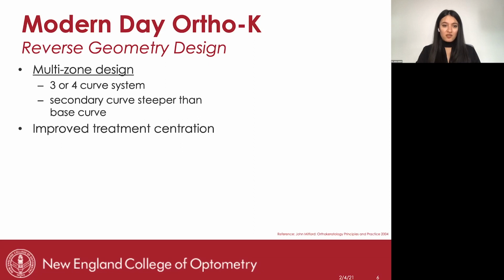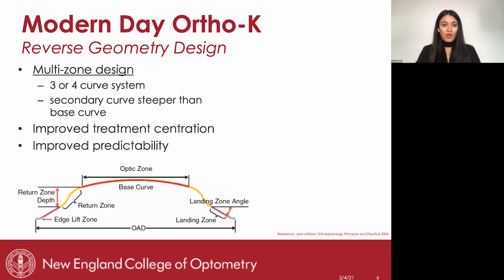Some of the other advantages include improved treatment centration. And so there's less decentration and less corneal distortion than the previous traditional Ortho-K lens designs that weren't reverse geometry designs. And then again, we have improved predictability. This again is one of the designs that we'll go into more detail with, but we have your base curve, you have your return zone or your reverse curve here, and then you have your landing zone or your edge lift at the bottom here.